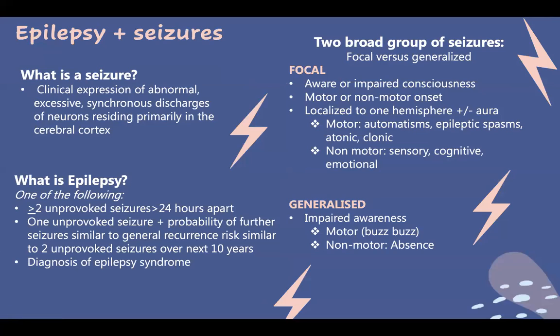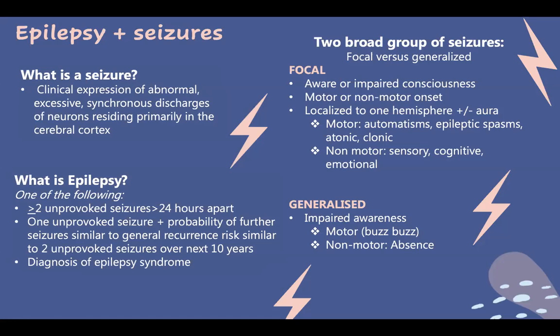Okay, what is a seizure? I'm sure you already know, it's the clinical expression of abnormal excessive synchronous discharges of neurons, primarily in the cerebral cortex. Separate to that, epilepsy has distinct criteria. So it's either one of the following. The first one you already probably know from 3B, greater than 2 unprovoked seizures 24 hours apart. So it's not the same seizure. Or 1 unprovoked seizure, and the probability of a future seizure similar to the general recurrence risk that you get with the first dot point over the next 10 years, or a diagnosis of an epileptic syndrome, which we'll go through later.